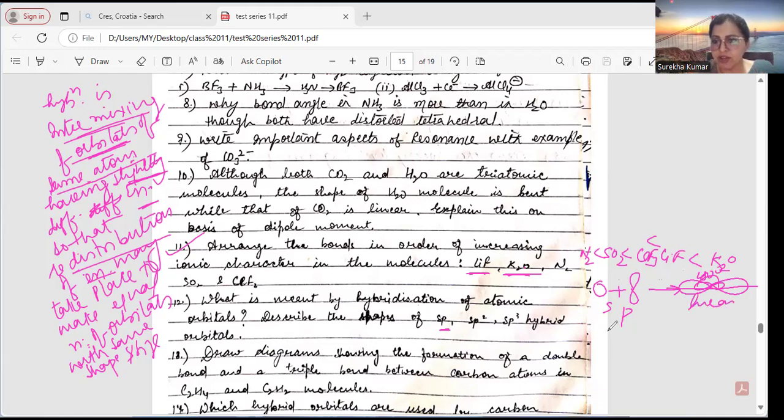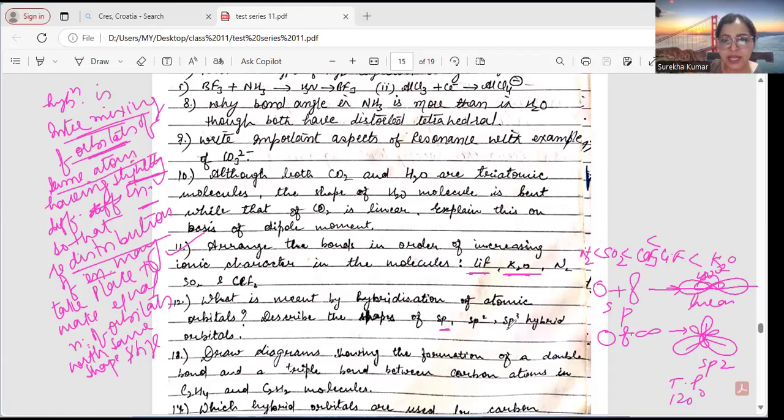sp2 hybridization: one s and two p will intermix to give three. One is the bigger lobe, smaller lobe, bigger, smaller, bigger, smaller. And the hybridization will be sp2, with a triangular planar shape and a 120-degree bond angle.